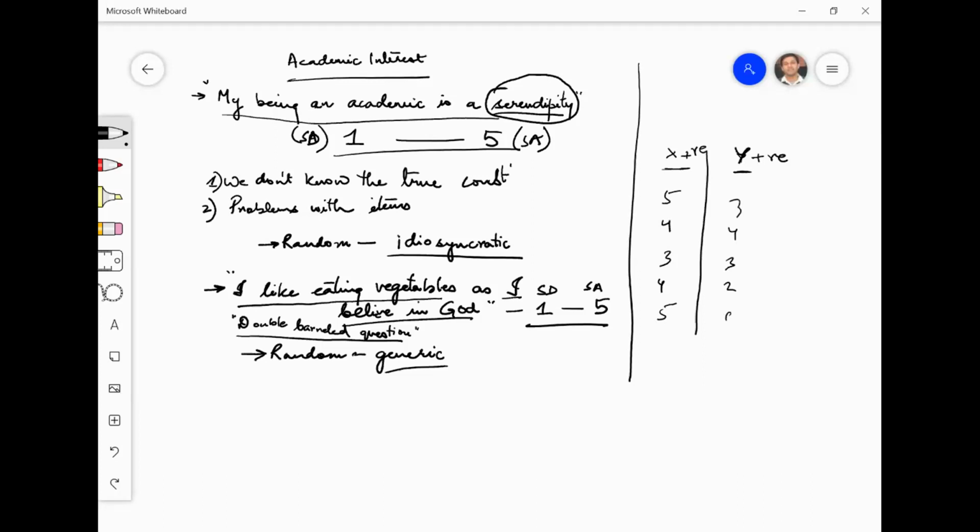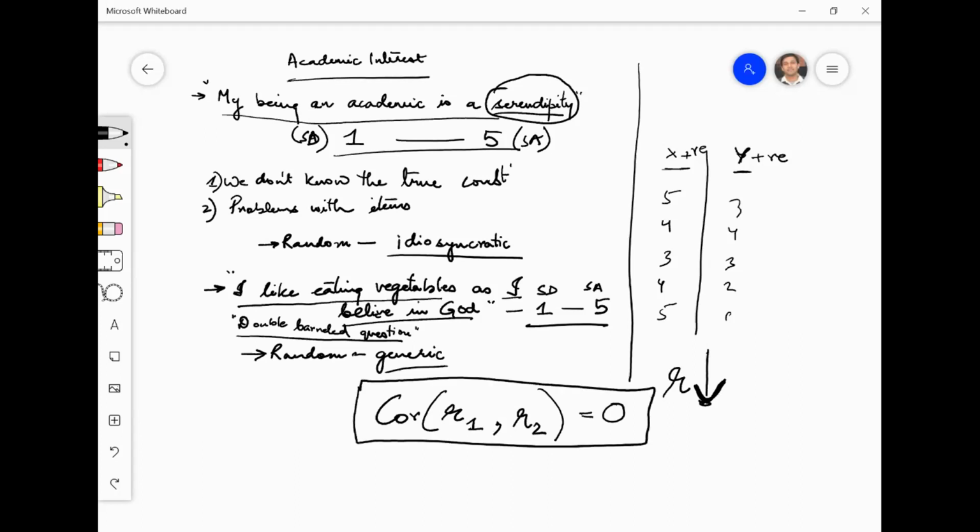then it will always reduce your correlation because of the randomness. So remember, whenever there is any randomness, the correlation between two pure random numbers, random number 1 and random number 2, is always 0.